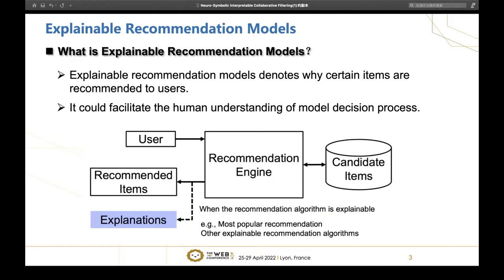So what are explainable recommendation models? Explainable recommendation models denote why certain items are recommended to users, and they could facilitate the human understanding of the model decision process.